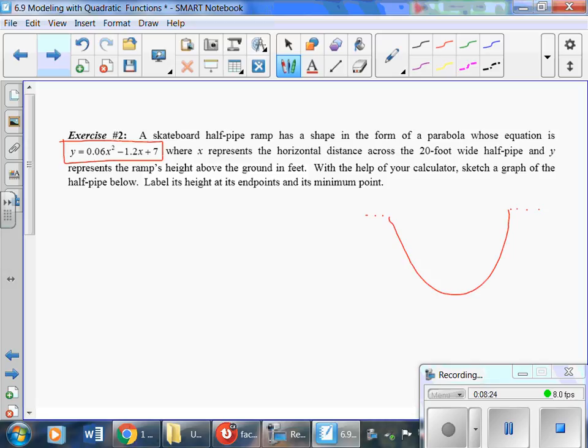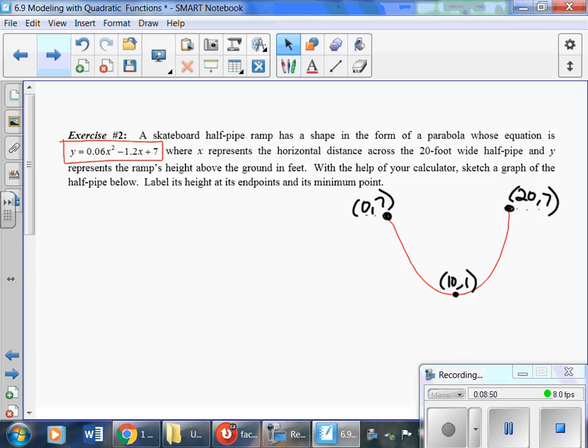So if we put this into the calculator, we can get that information. This point down here is the point 10, 1. This point up here is the point 0, 7. And this point over here is 20, 7. Now, how did I know it was 7? I didn't really talk about that, did I? My apologies. I know it was 7 because my y-intercept right here is positive 7.